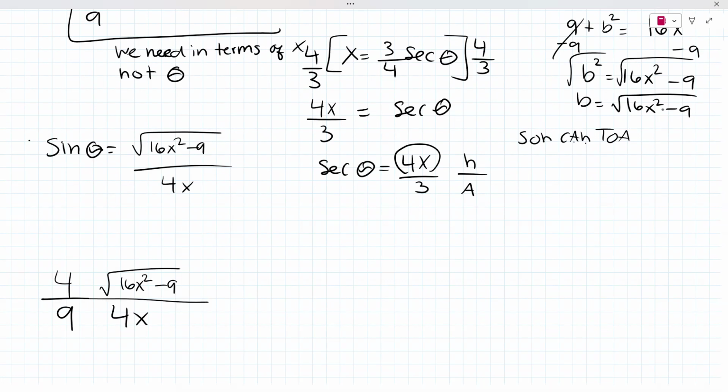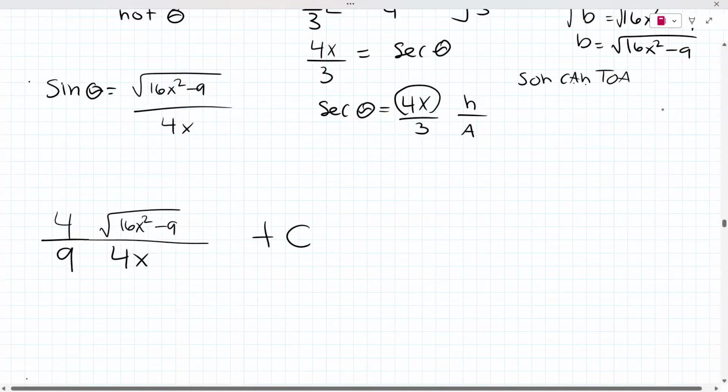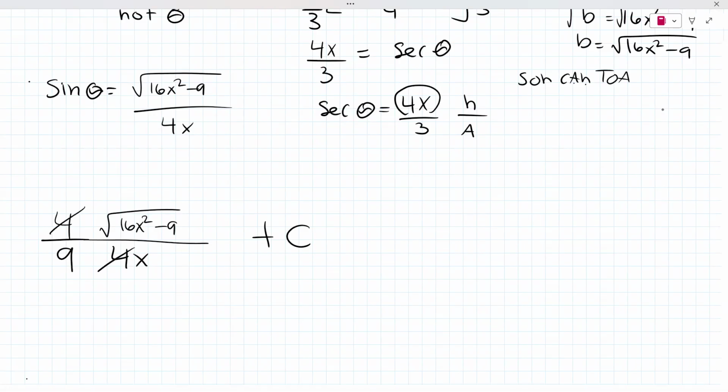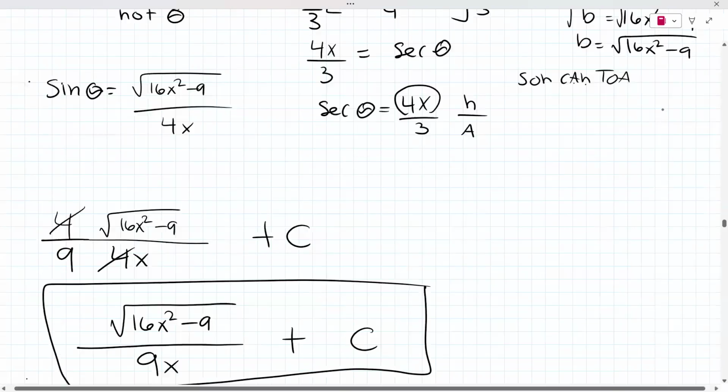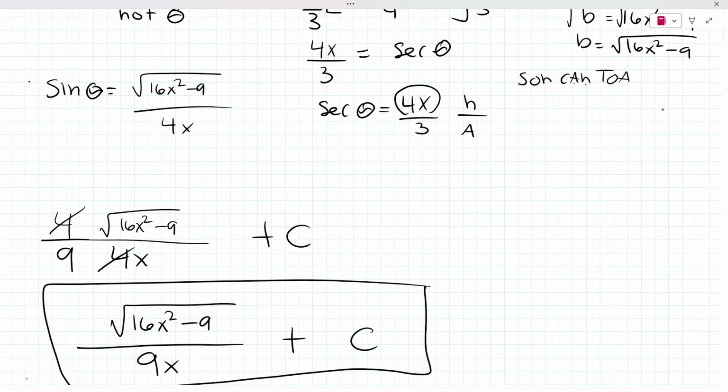And then you have this 4x plus c. And you can just write it out. Let's see, you can cancel the 4's. So now your final answer will be the square root of 16x squared minus 9 over 9x. And don't forget the plus c. Okay. So this is another problem involving trig substitution. Okay. Let's do another one.